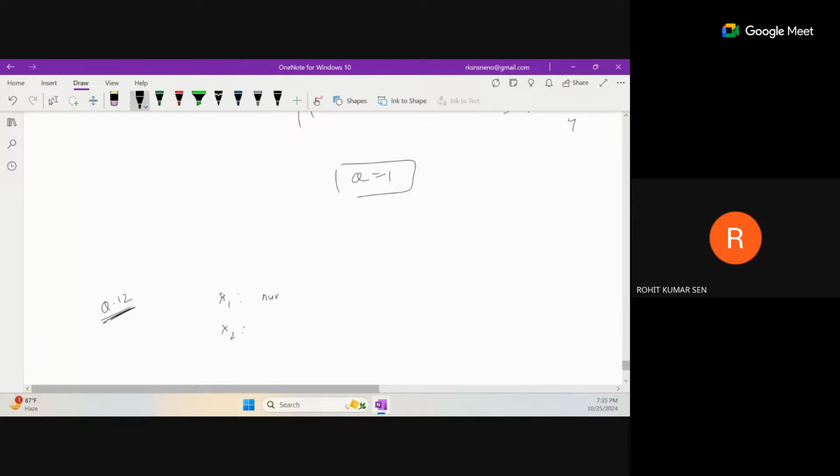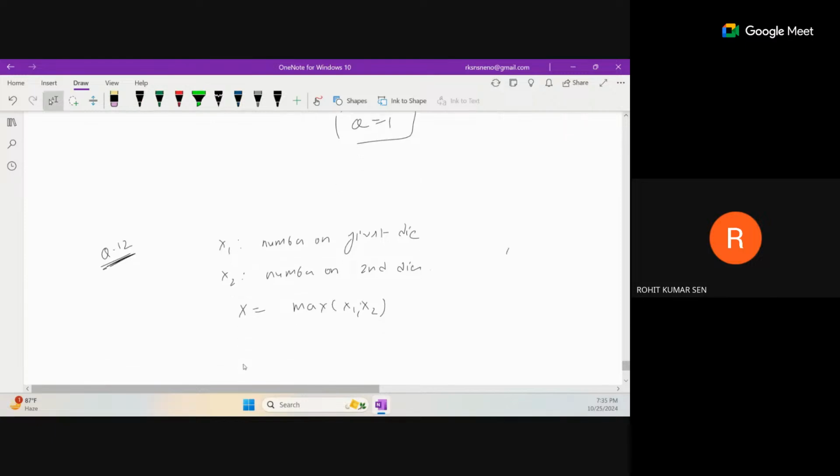X1 is the number on the first die, X2 is the number on the second die. Okay, this is the information that is given to me, and we have defined another random variable, X, which is max of X1 comma X2. So let's say you roll the first die, you got 1, you roll the second die, you got 3. What is max of 1 comma 3? It will be 3. So that's how my function is defined.